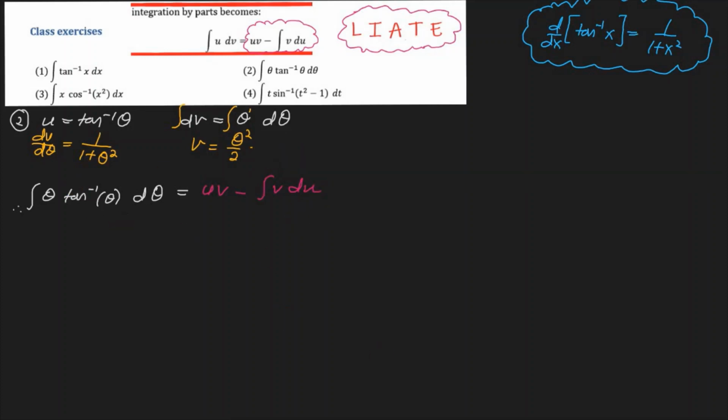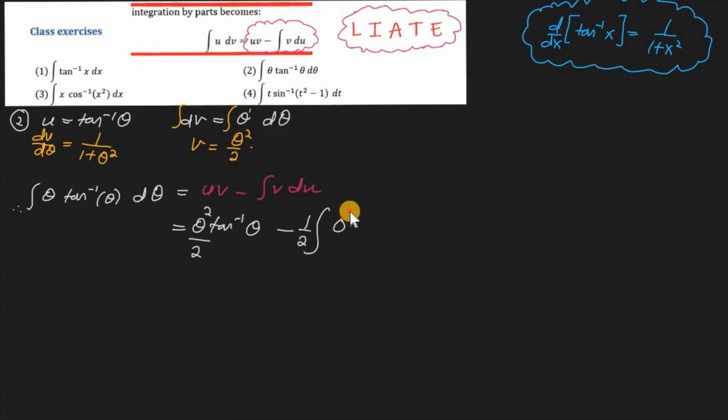Alright, so into the formula, check my work. U is inverse tangent, variable theta. V, okay, let's put it in front, it's nicer. Minus integrate V. Here we have 1 on 2. I'm going to put the 1 on 2 outside.